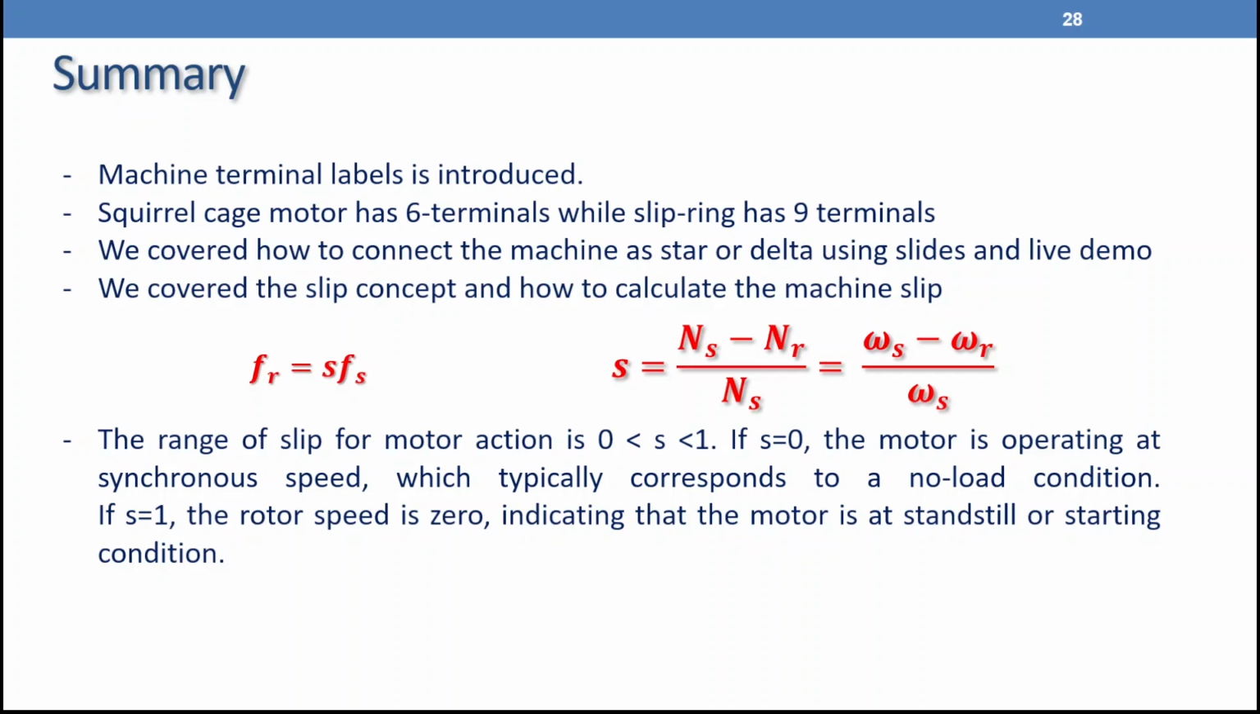If the motor is operating at synchronous speed, which typically corresponds to no load condition, this means S equals 0. Or close to 0, this means that the machine is operating close to the no load conditions. But if S equals 1, the rotor speed is 0, and this means that the machine is at standstill, or the motor is at starting conditions.